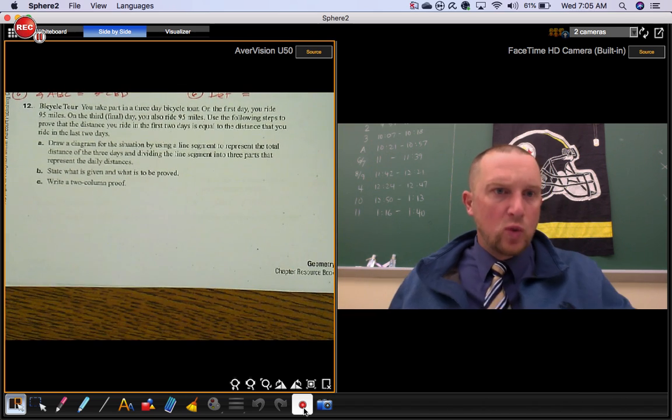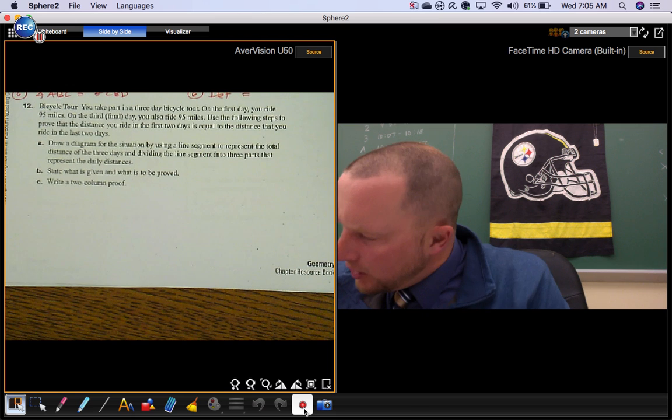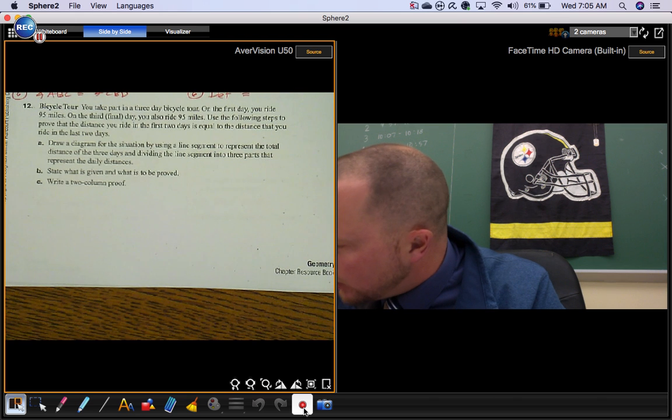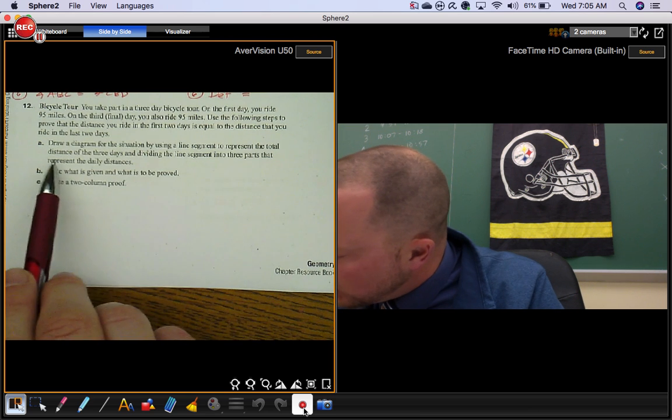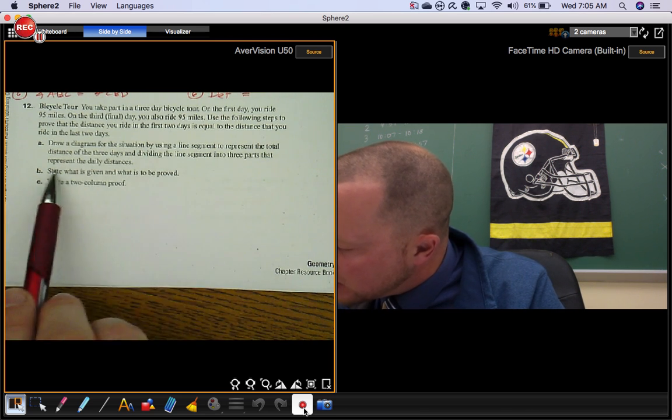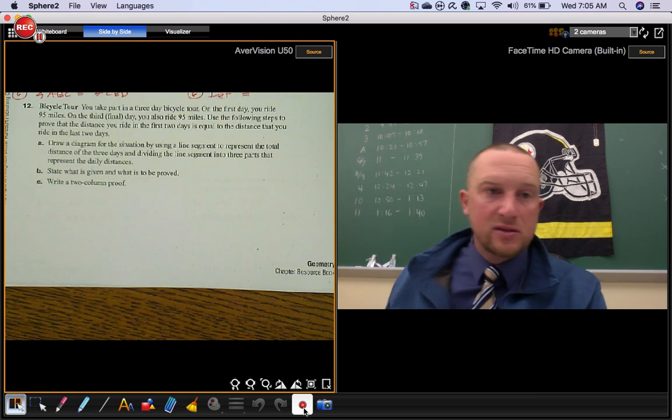Okay, here's number 12. You're going to take part in a 3-day bicycle tour. On the first day, you ride 95 miles. On the third and final day, you also ride 95 miles. Use the following steps to prove that the distance you ride in the first 2 days is equal to the distance you ride in the last 2 days. Part A says draw a diagram for the situation using the line segment to represent the total distance of the 3 days and dividing the line segment into 3 parts that represent the daily distances.